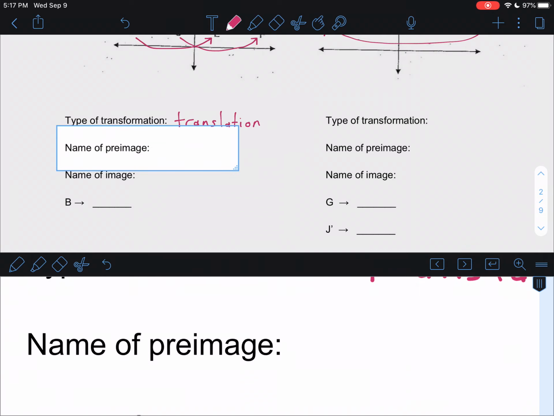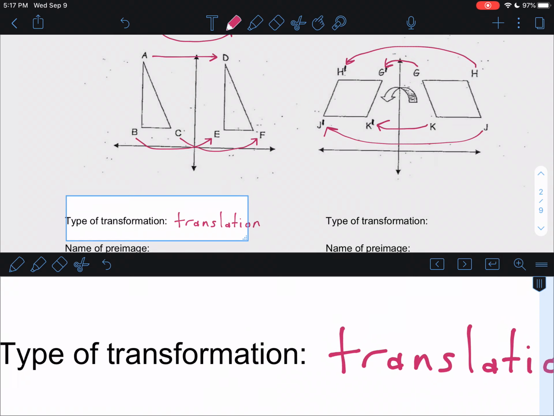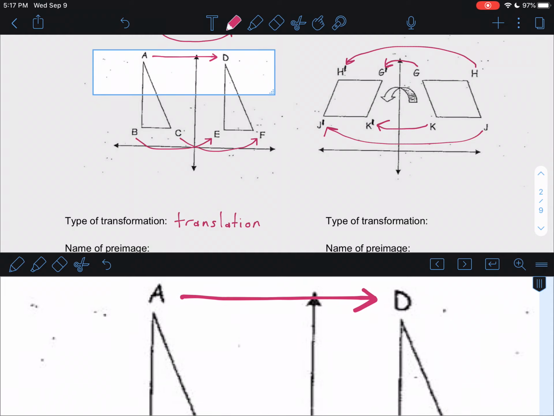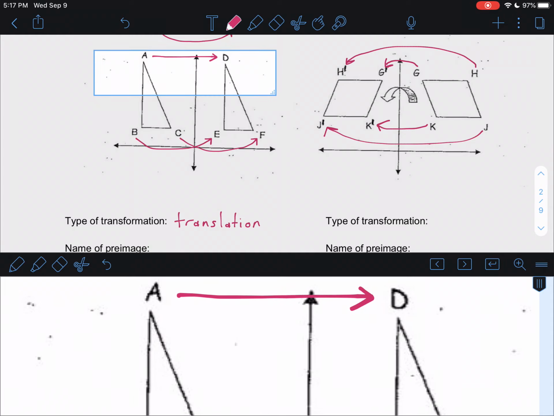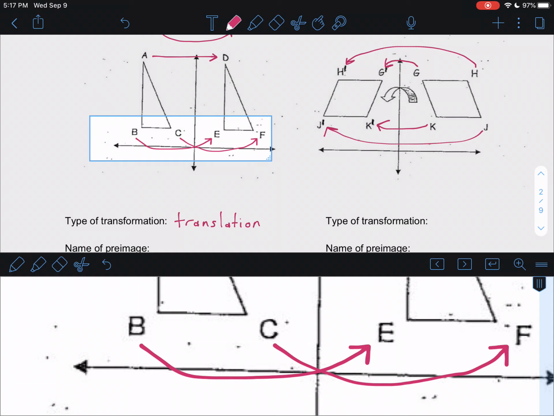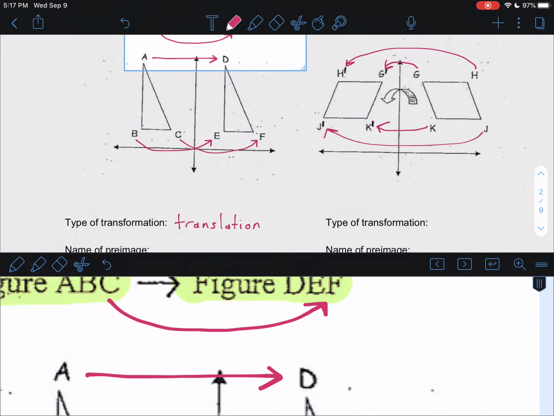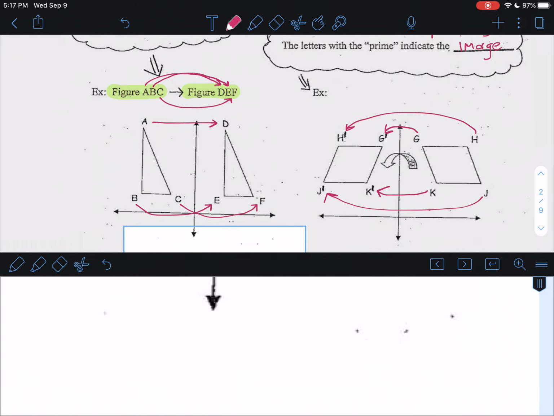And the name of the pre-image, well, the pre-image was the one that got mapped onto the image. So that meant we went from A to D, and B to E, and C to F. So the pre-image was this triangle ABC, and they call it figure ABC.